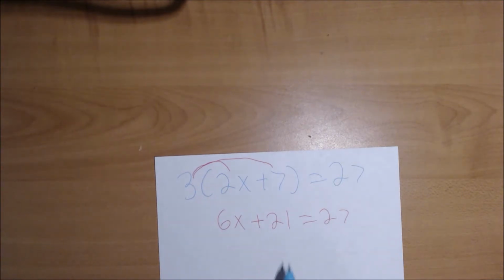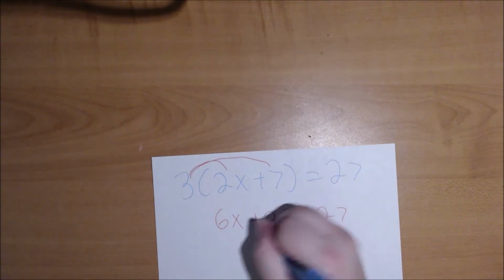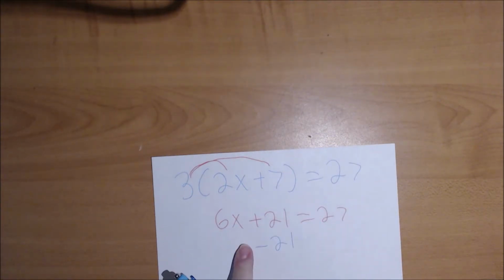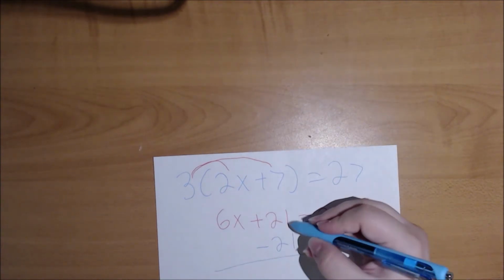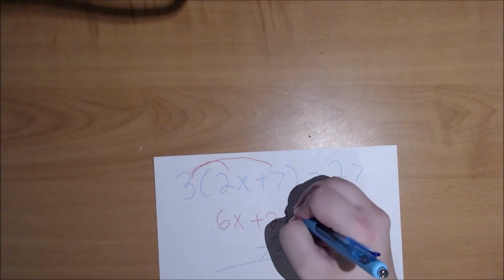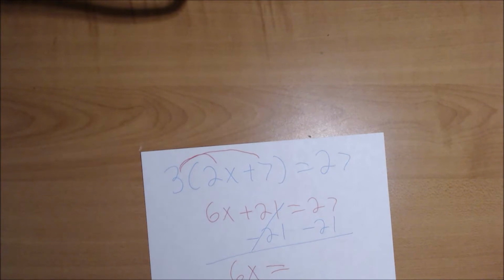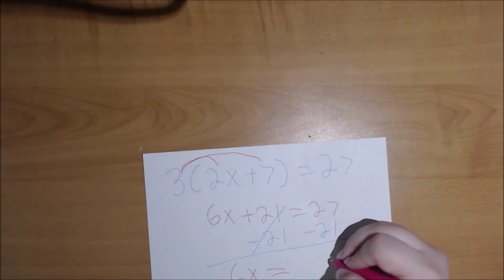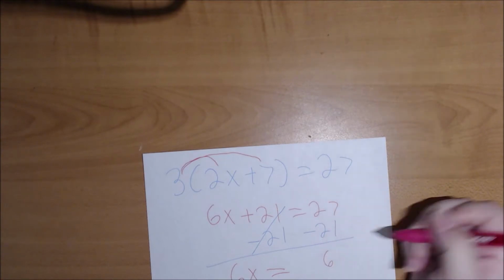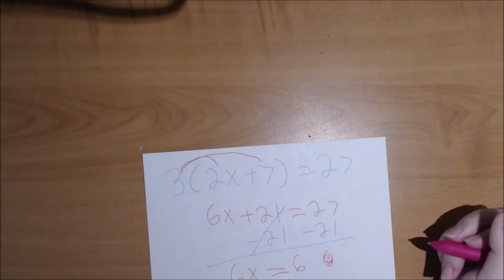I'm going to start by taking the 21 and moving it over here because those are like terms. So I'm going to subtract 21 because it's being added from each side. 21 minus 21 is, of course, 0. So I have 6x equals, and then 27 minus 21 is 7 minus 1 is 6, and 2 minus 2 is 0. So it would be 6x equals 6.